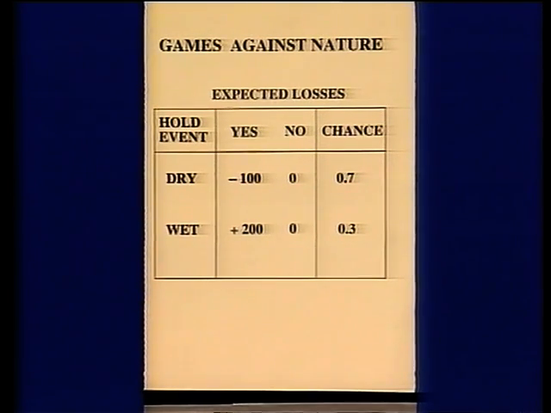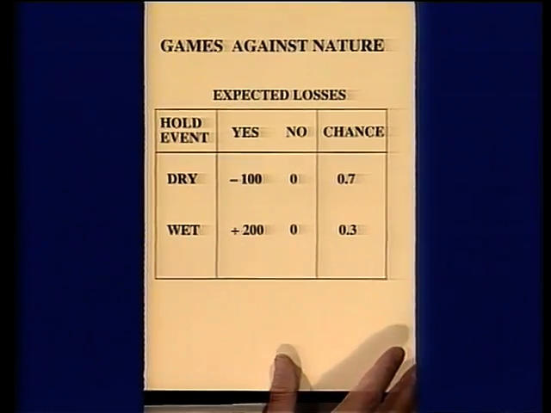We believe that there's a 70% chance that the weather will be dry and a 30% chance that it will be wet. If we don't hold the event, we incur no losses. That's simple. If we hold the event and it's wet, we can expect to lose £200. If, on the other hand, we hold the event and it's dry, we make a profit of 100, which is a negative loss in that sense. What should we do? Well, let's have a look at another example before making up our minds.